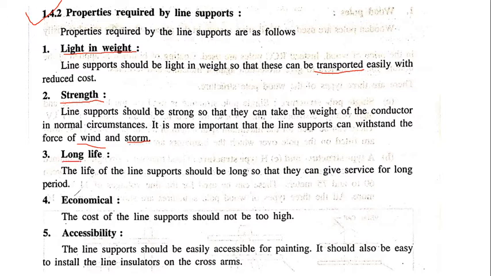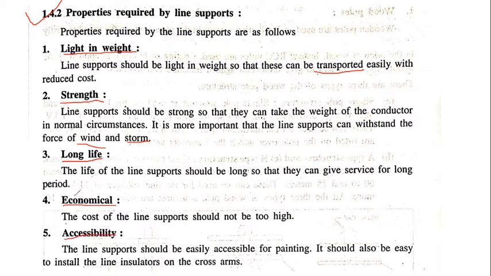Third is long life. The life of the line support should be long so that it can give service for a long period of time, so we do not need to change it or maintain it. Next is economical. The cost of the line support should not be high, because if it is high, then our overall transmission cost will increase, which will affect the cost of electricity.